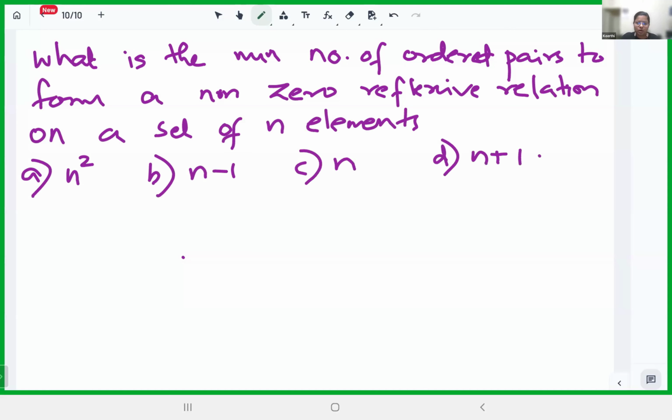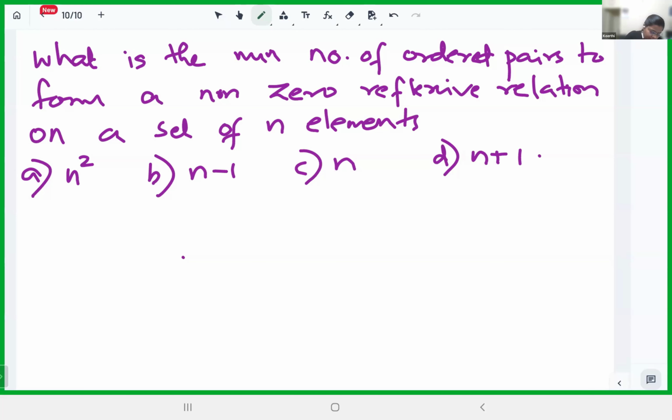So what is the minimum number of ordered pairs to form a non-zero reflexive relation on a set of n elements? That is, you are given a set and it contains n elements. We have to find out the minimum number of ordered pairs in order to form a non-zero reflexive relation. That is, the relation should be reflexive and it should be formed using the minimum number of ordered pairs. I'll explain this with an example.